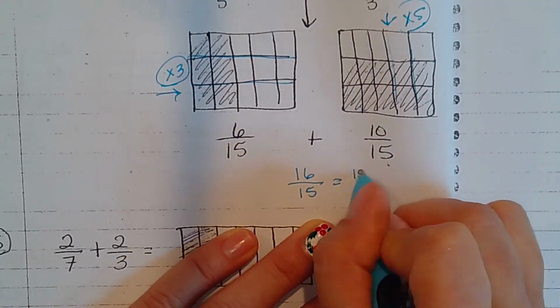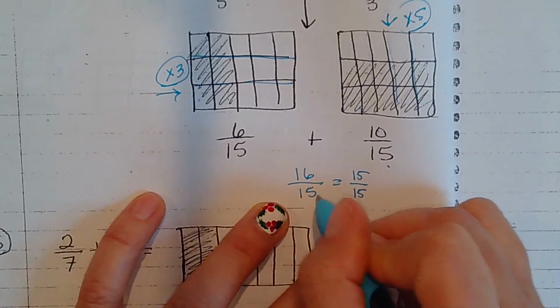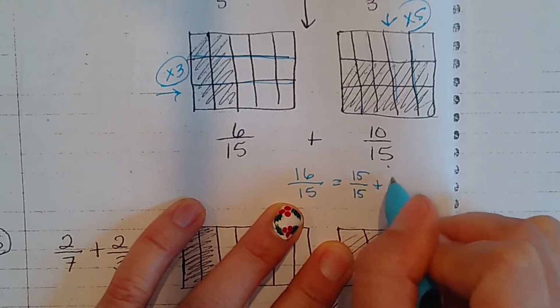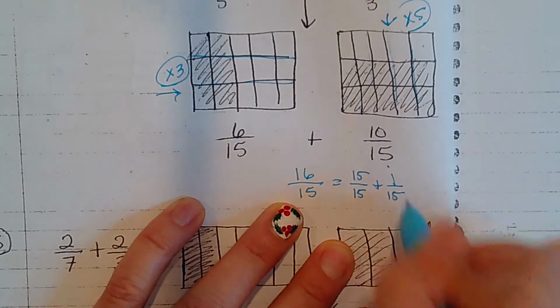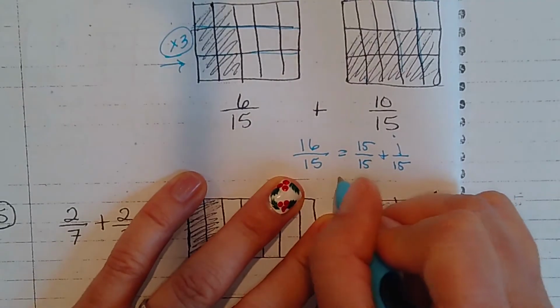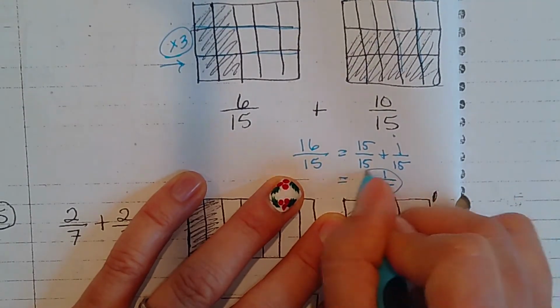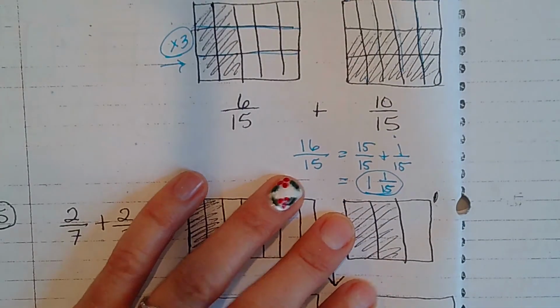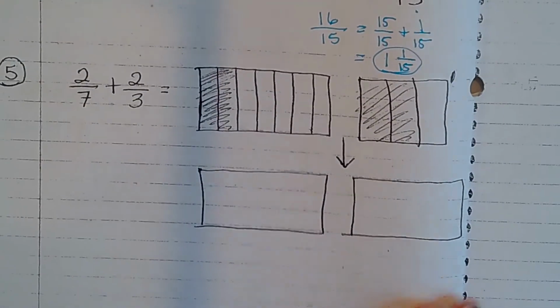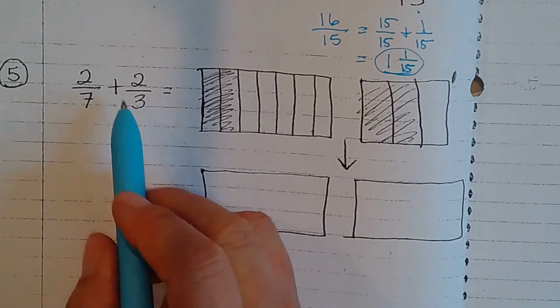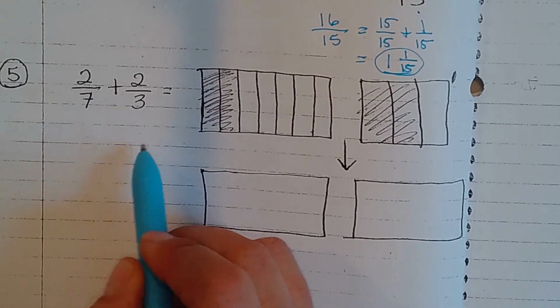We know that 15 over 15 is sitting inside this number, and I have 1/15 left over. So I know that I have 1 and 1/15. All right, so now let's have you try 2/7 plus 2/3.